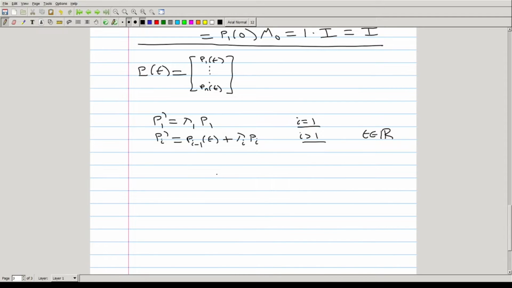And this is really incredible, because what this is saying is that we know the solution of this differential equation right here. This differential equation will just be that p1 of t is equal to e to the lambda 1 t, which satisfies the initial condition. And then for p2 of t, we have to go through and solve the inhomogeneous problem. p2 prime is equal to lambda 2 times p2 plus e to the lambda 1 times t, because p2 minus 1 is p1 of t, which is e to the lambda 1 times t.